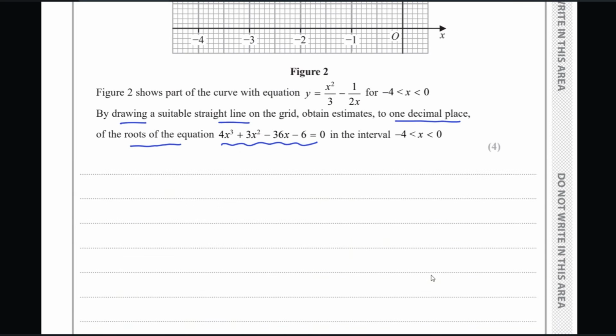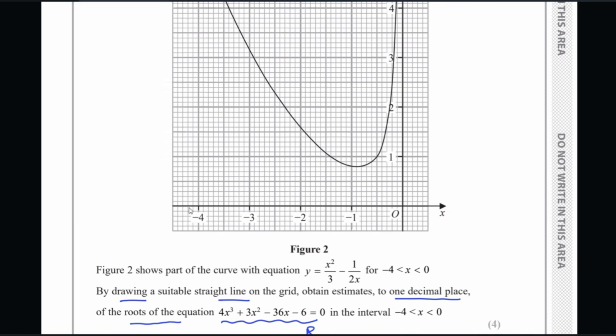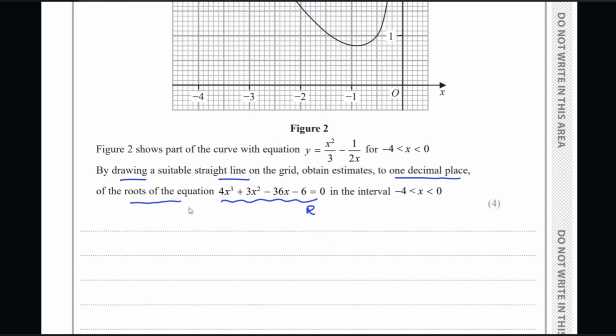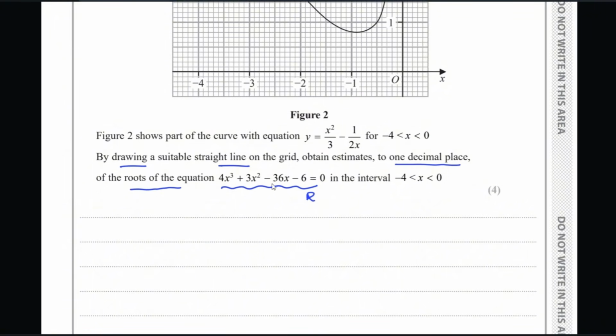So we have to use the graph to find the roots of this cubic equation. What we have to do is think about a straight line that intersects with this curve. The intersection points of the straight line and the curve, the x values of the intersection points, will basically be the solutions or the roots of this equation. So I'll write down this equation.